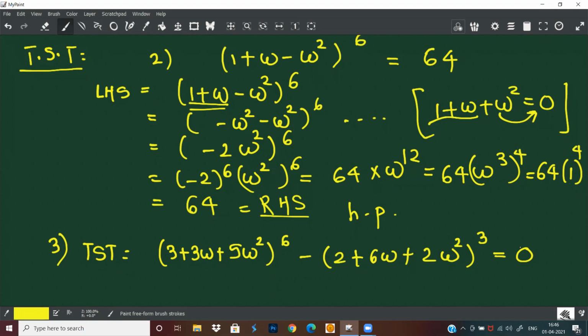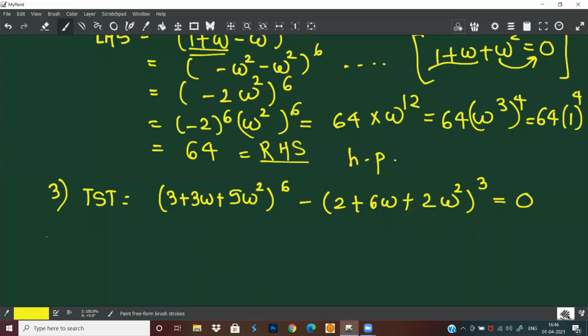Yes. Learn means yes. Otherwise, you will have to derive it if you don't remember. You have to remember only two things. Omega cube is 1, and 1 plus omega square is 0. That's it. Oh, you got it already. Very good. Super.